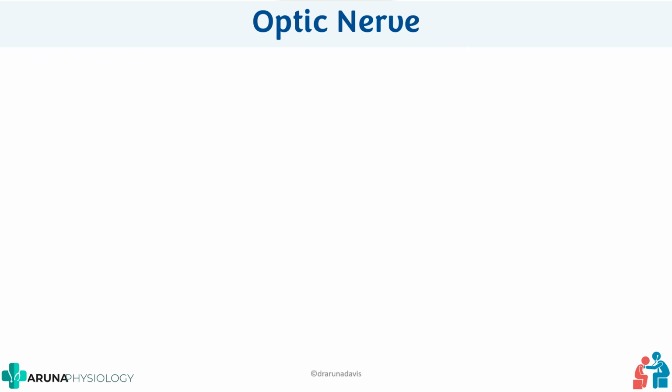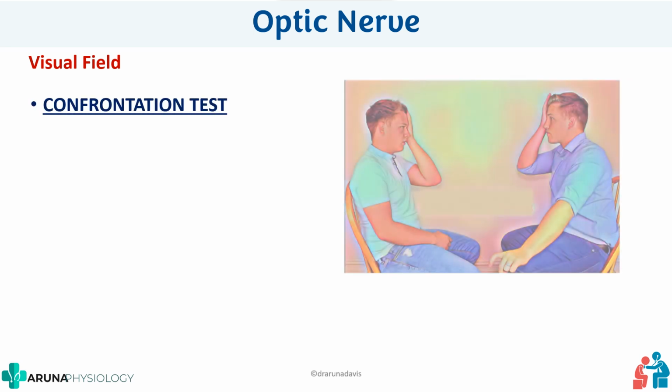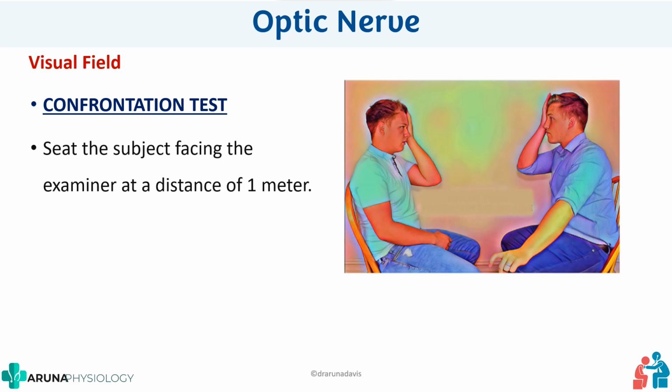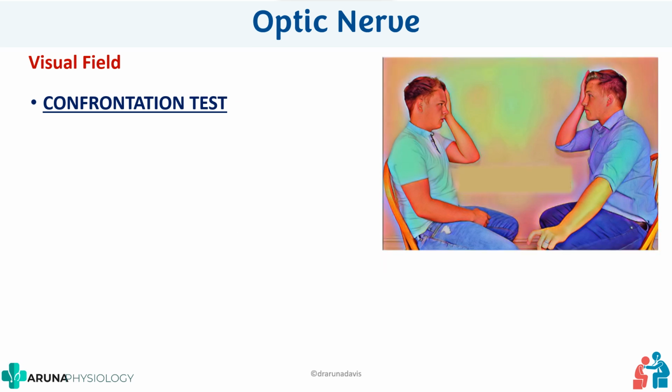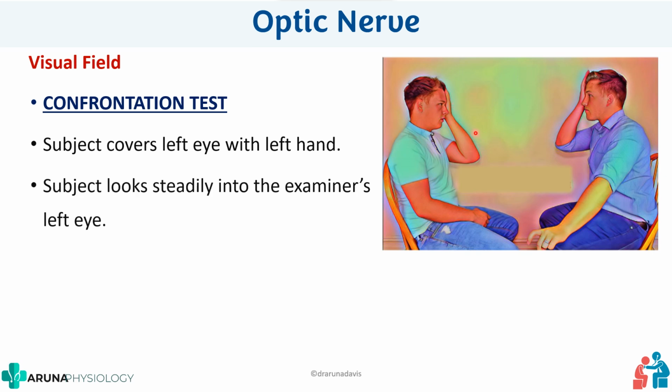Now the next test for assessing the optic nerve is a visual field. So how do you test for visual field? For that we've got a test called the confrontation test. So how do we do it? We ask the subject to sit at a distance of at least 1 meter, and then you have to test each eye separately. The basic procedure is you ask the subject to cover his left eye with the left hand, like this, and the examiner will be covering the corresponding eye, which means the examiner's right eye.